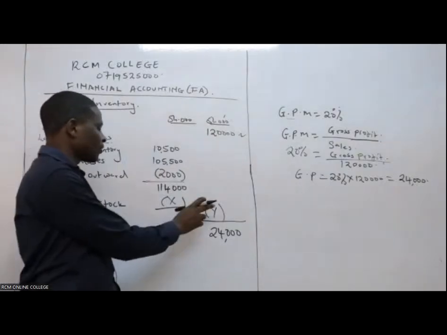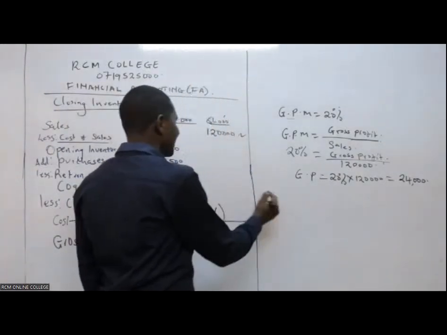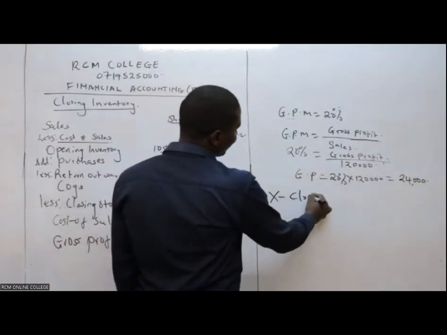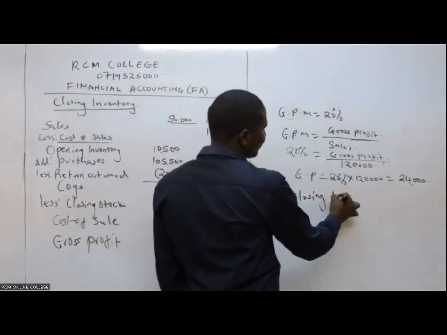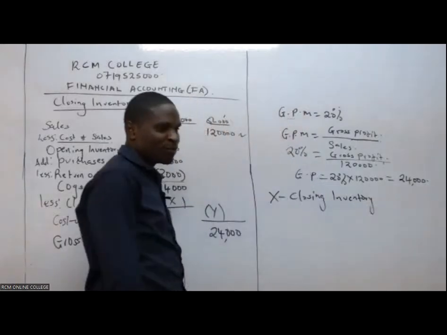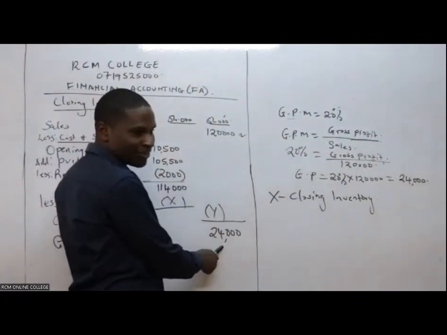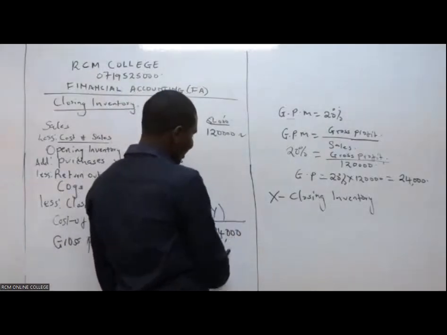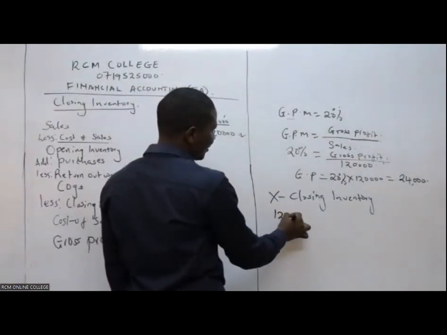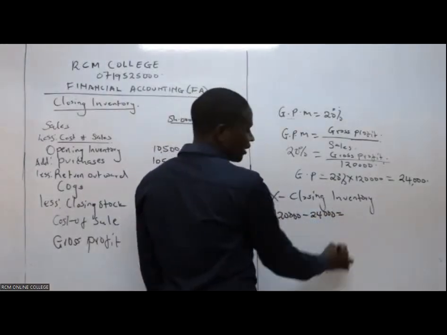In fact, Y will be our cost of sale, and we are interested in getting X, our closing inventory. So somebody get Y fast. It will be 120 minus Y is equal to 24. So it is 120,000 minus 24,000. That will give you what?